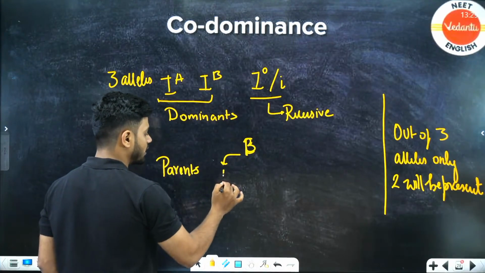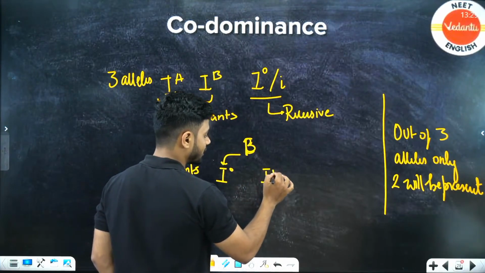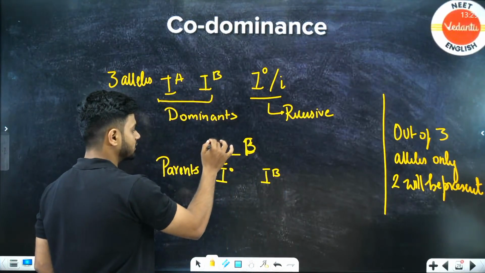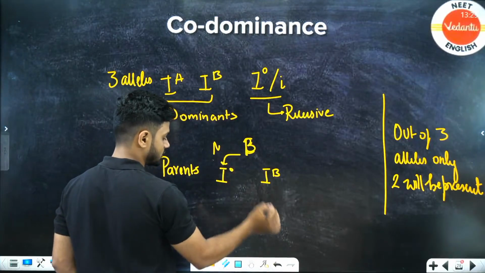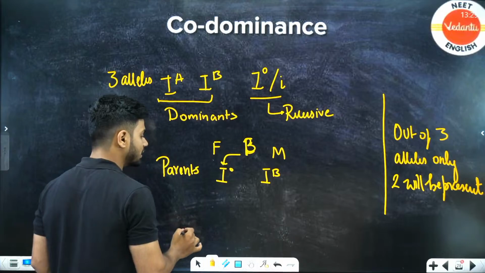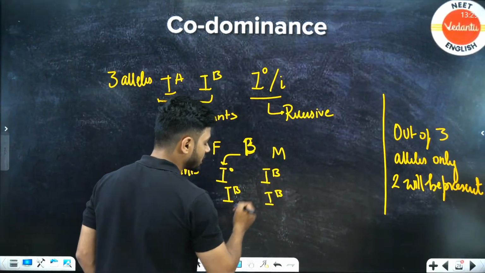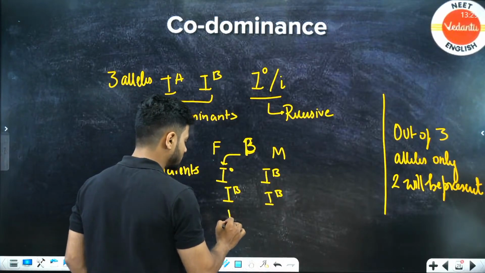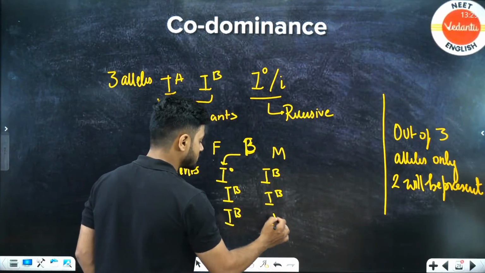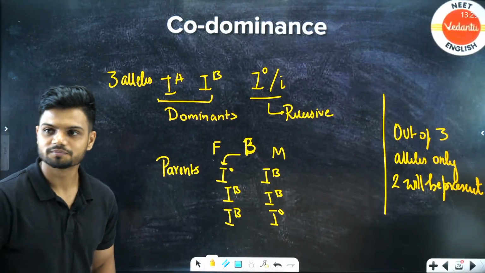Parents can be IO and IB. Father can be IB and mother can be IB. Both of them can be IB, IB. The other thing is, father is IB and mother is I naught.